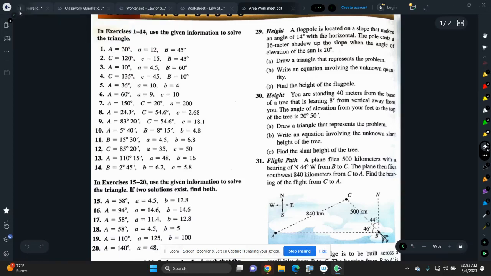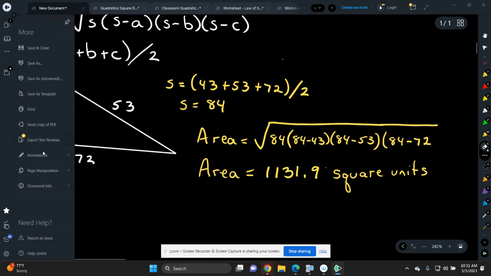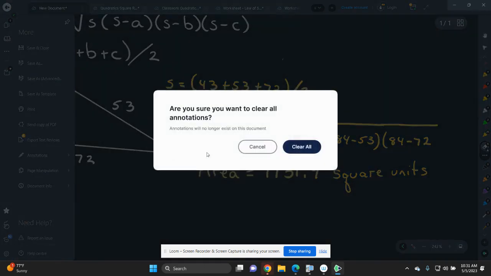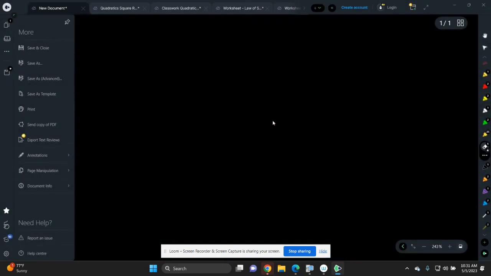We are looking at two new area formulas, okay? So the area formula that you already know, what formula do you know for the area of a triangle? That's the area of a circle. Yes, that's the one we already know, right?